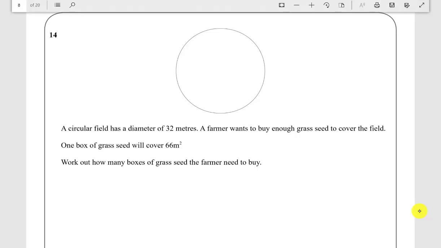So we need to work out what we can clearly see. We need to work out the area of this circular field, and to work out the area, we have been given the diameter. So to work out the area, we need to find what the radius is.